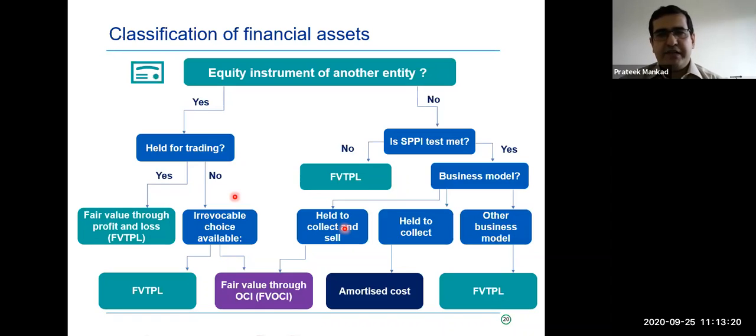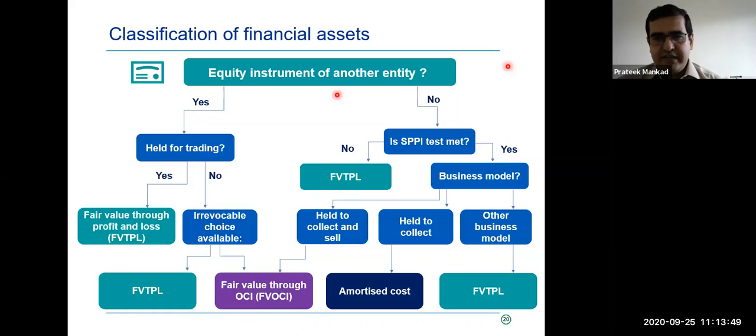So basically, principal plus interest, do you hold to collect and sell? That is fair value through OCI. But if it is held to collect only, you do not have sales or do not expect to have sales, it is amortized cost. Other business model, FVTPL. Right?